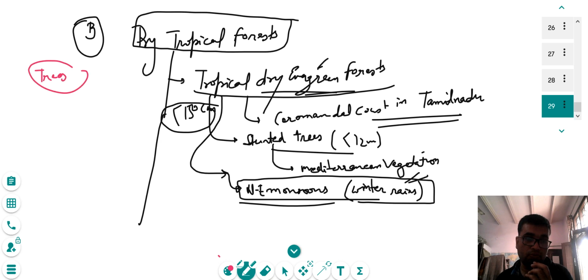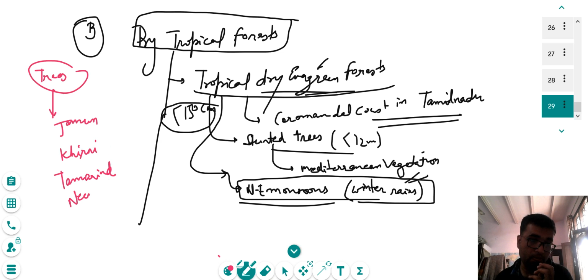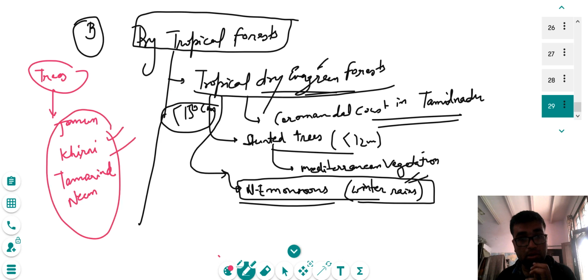The main trees found in these forests are jamun, khirni, tamarind, and neem. So these are the main trees that you can remember in the first category, that is the dry evergreen forest.